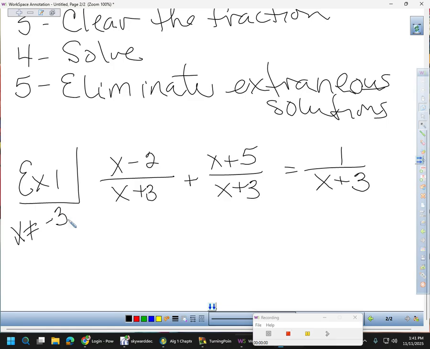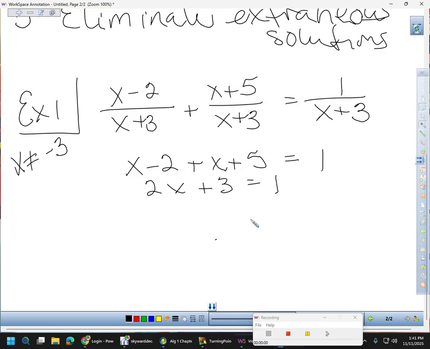Step 3 says to clear the fraction. Well, what's my common denominator? Which is going to cancel in all of them, right? So we're going to have x minus 2 plus x plus 5 equals 1. Then it says solve, once we've gotten rid of the fraction. So I'm going to combine like terms. x plus x, 2x plus 3 equals 1. Subtract 3 to the other side, I get 2x equals negative 2. And we divide both sides by 2, we get x equals negative 1.